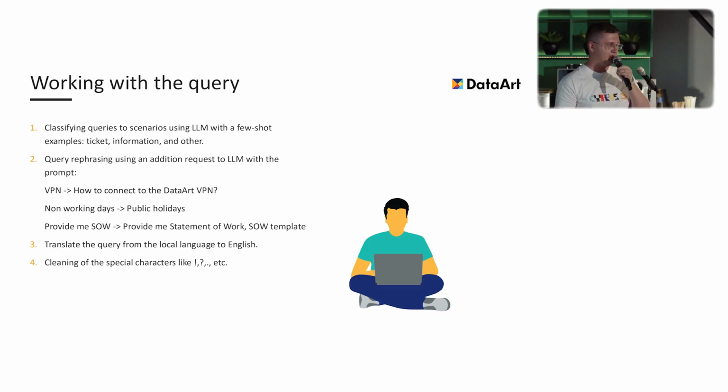Also, as AI can talk to you in any language, users actively tried to do it. We also decided to translate all queries from local languages to English, because most of the information in the knowledge base is in English, but not all of it. Some of it is still in local languages. So we decided we can do some parallel requests. And the last but not least, cleaning characters.